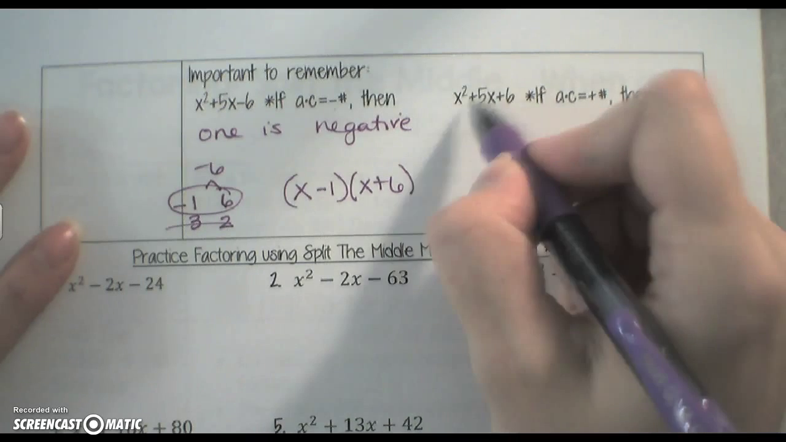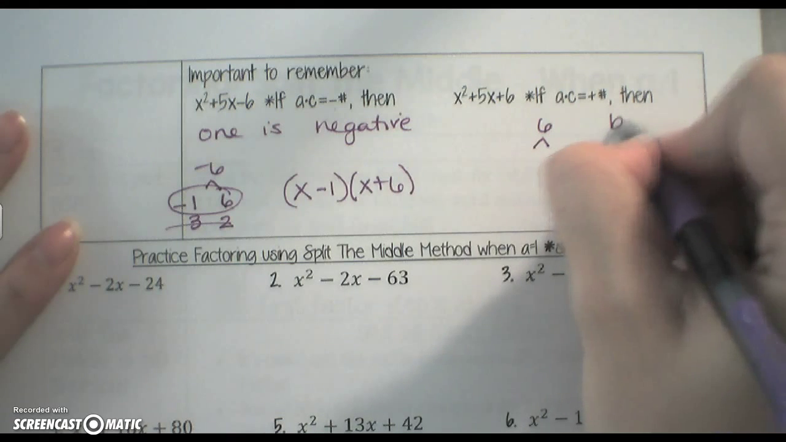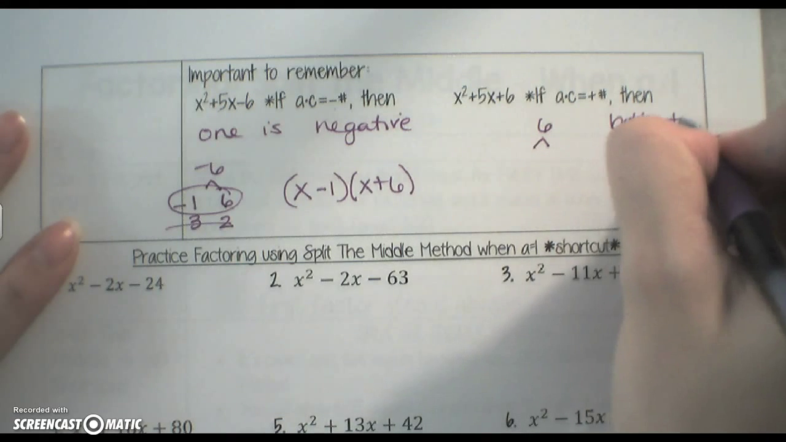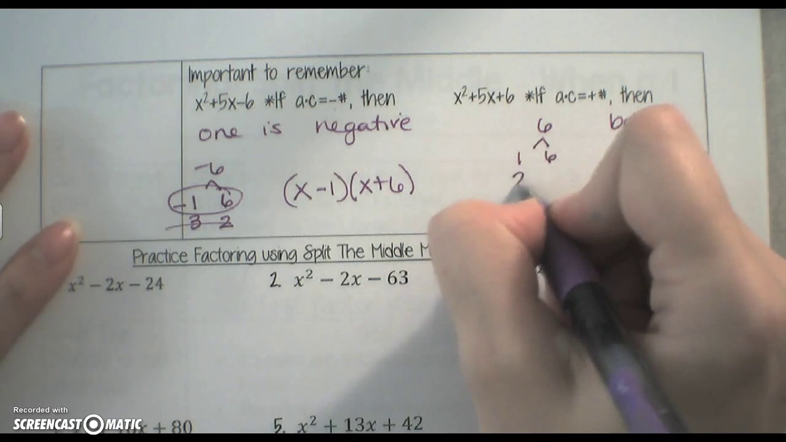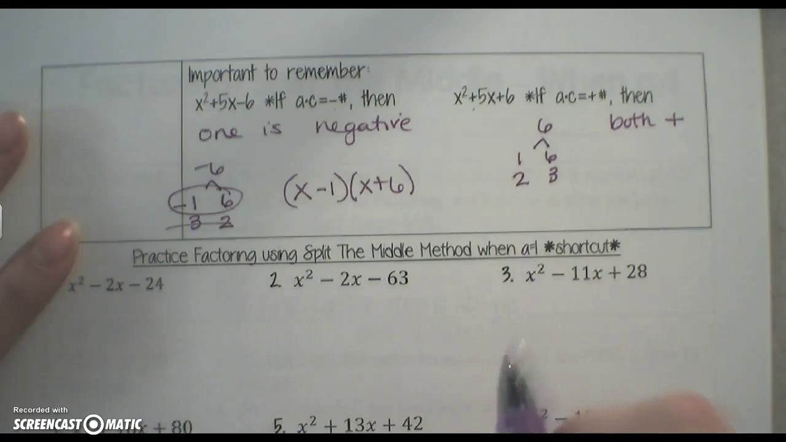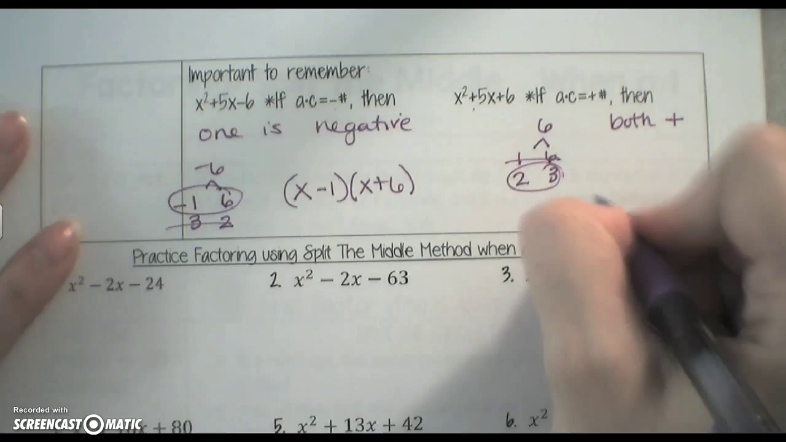And then over here, if a times c is positive, so factors of 6, then they both are positive. So it's either going to be 1 and 6 or 2 and 3. And which ones are going to add to get 5? Well, if they're both positive, that would add to get 7. So it has to be 2 and 3.